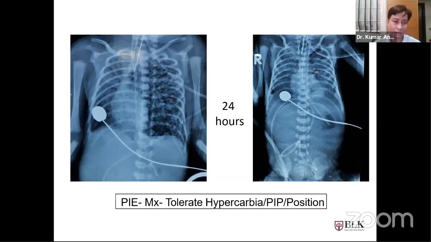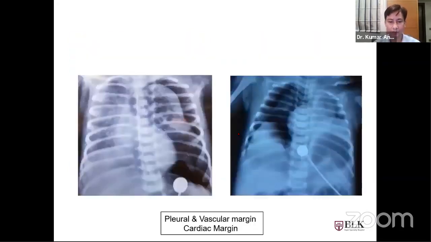As I told you, if you look at this side compared to this side, there is a lot of hyperlucency. With conservative management, these patients improve. You decrease the PIP and positive end-expiratory pressures. You change the position to the same side as the affected lung. We changed the position to the left lateral position, and within 24 hours you can see the air was getting absorbed. So looking at the X-ray, you can change your diagnosis, you can change your settings, and you can improve the patient with an immediate change in respiratory support.